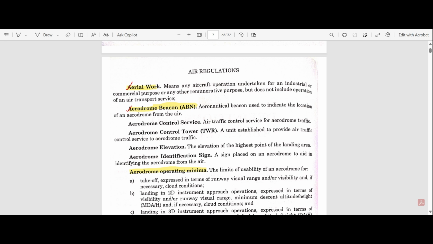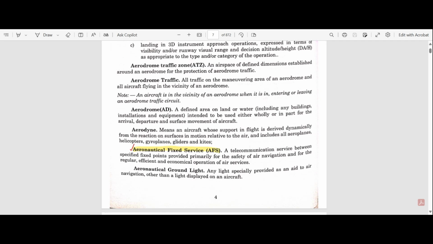And I would also like you to know that the aerodrome beacons are of different colors. The aerodrome beacon is basically white or some other color with white. So for a land aerodrome it's white or white green. For a sea aerodrome or water aerodrome, it's white or white yellow. And for the military aerodromes, it's white and green.